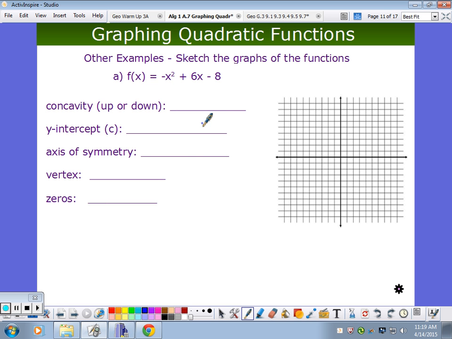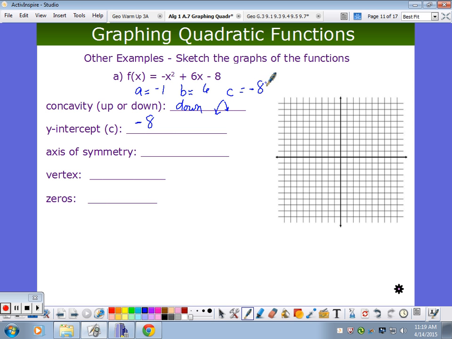So, alrighty. Let's do a couple of other examples. Yeah, just a few more. So let's see. You start with what's A, what's B, what's C? What's A? -1. What's B? 6. And C. Concave up or down? Down. So this is my little frowny. Little frown. What's the y-intercept?